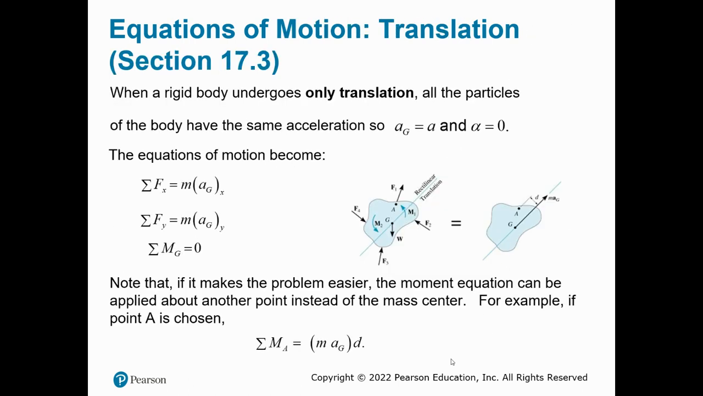Under the condition that the rigid body only has translational motion, all the particles of the body have the same acceleration, so a_G equals a and alpha equals 0. The equations of motion become sigma Fx equals m(a_G)x, sigma Fy equals m(a_G)y, and sigma M_G equals 0. Notice that if it makes the problem easier, the moment equation can be applied about another point instead of the mass center. For example, if any random point A is chosen, you can do sigma M_A equals m a_G times d.